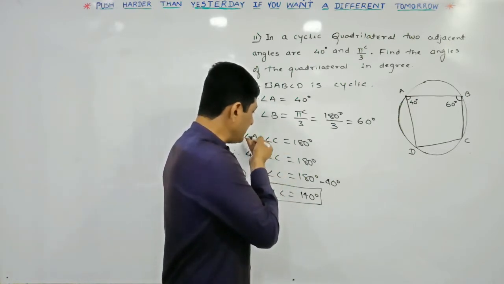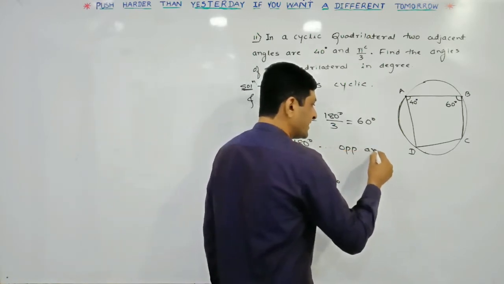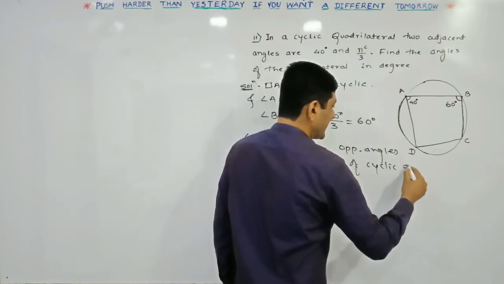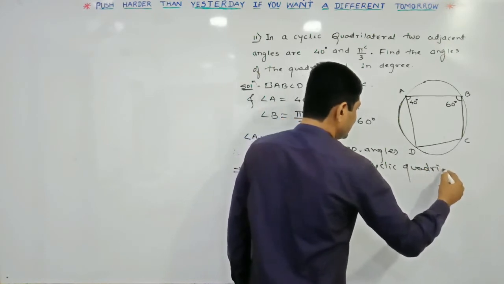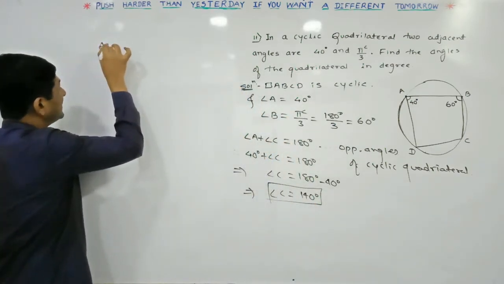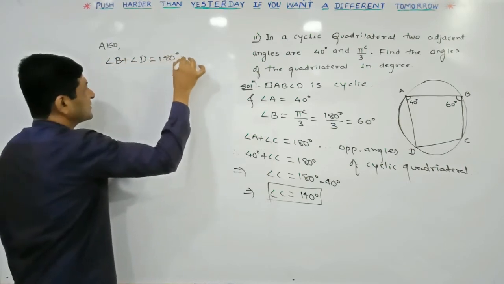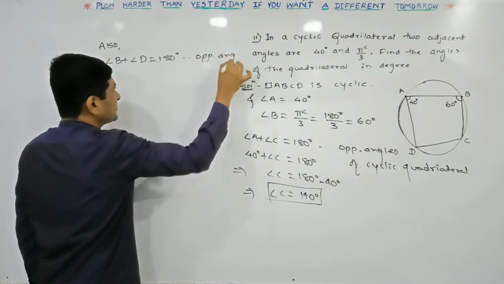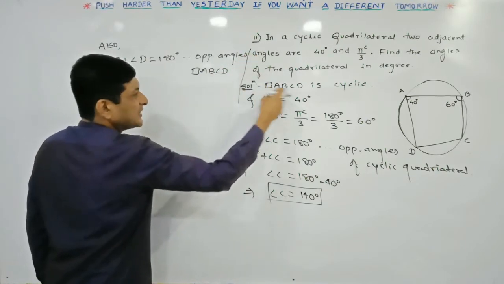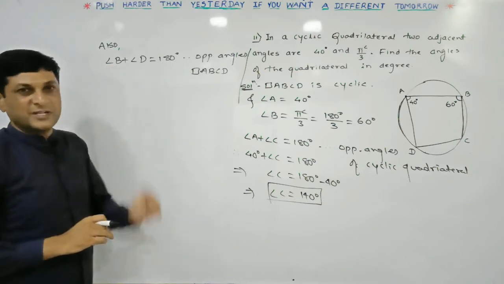So here we are able to say that the sum of these two angles is equal to 180, since these are the opposite angles of a cyclic quadrilateral. Again we can say that angle B plus angle D is also equal to 180. These are also opposite angles of quadrilateral ABCD, and we have already written that it is a cyclic quadrilateral. Since it is a cyclic quadrilateral, the sum of opposite angles is equal to 180 degrees.